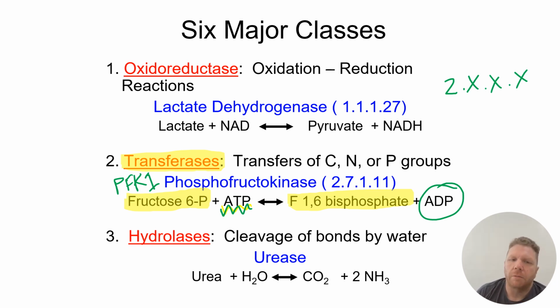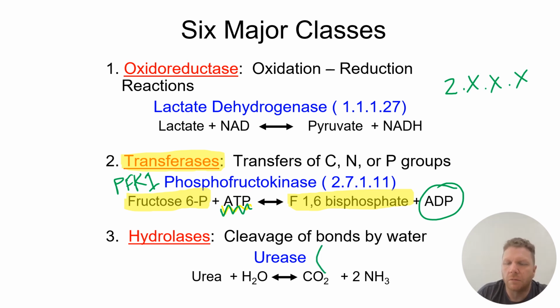The next enzyme class are our hydrolases. What these are going to do is they are going to cleave bonds with the help of water. One example is urease. Urease is going to take the compound urea and water, and it is going to break that into CO2.